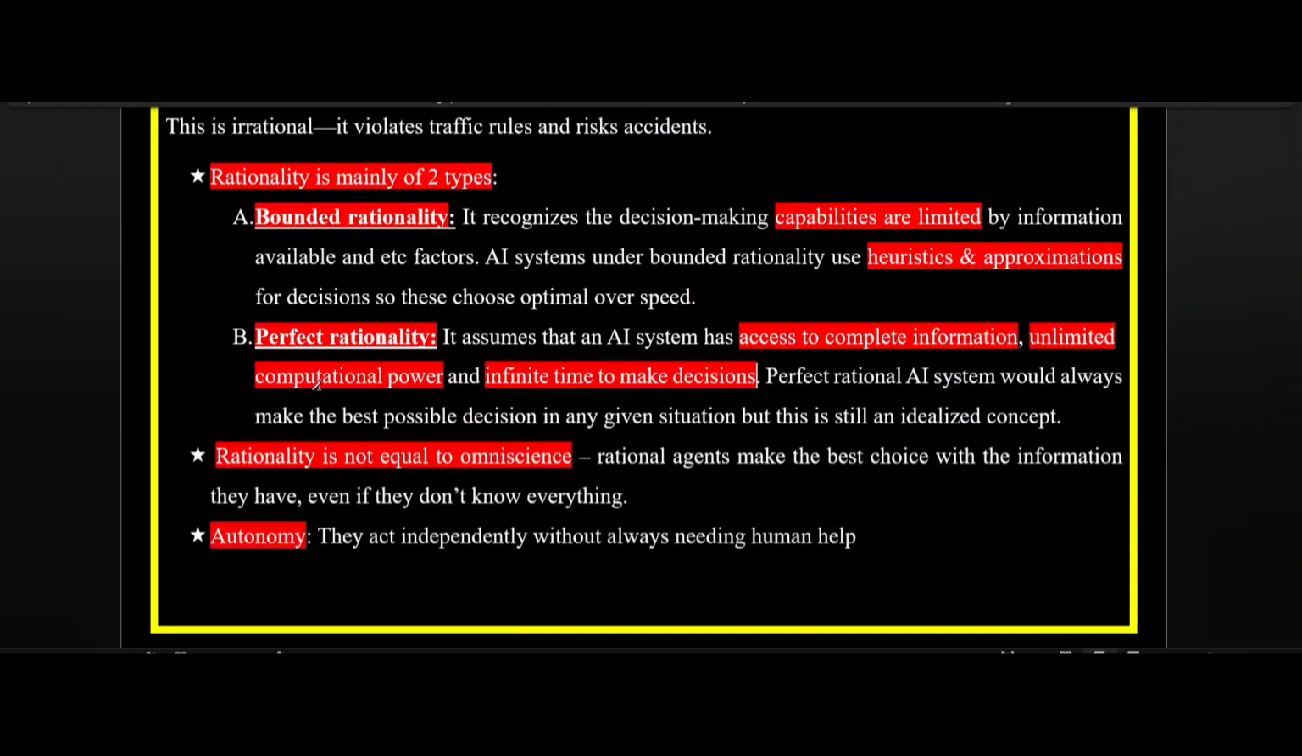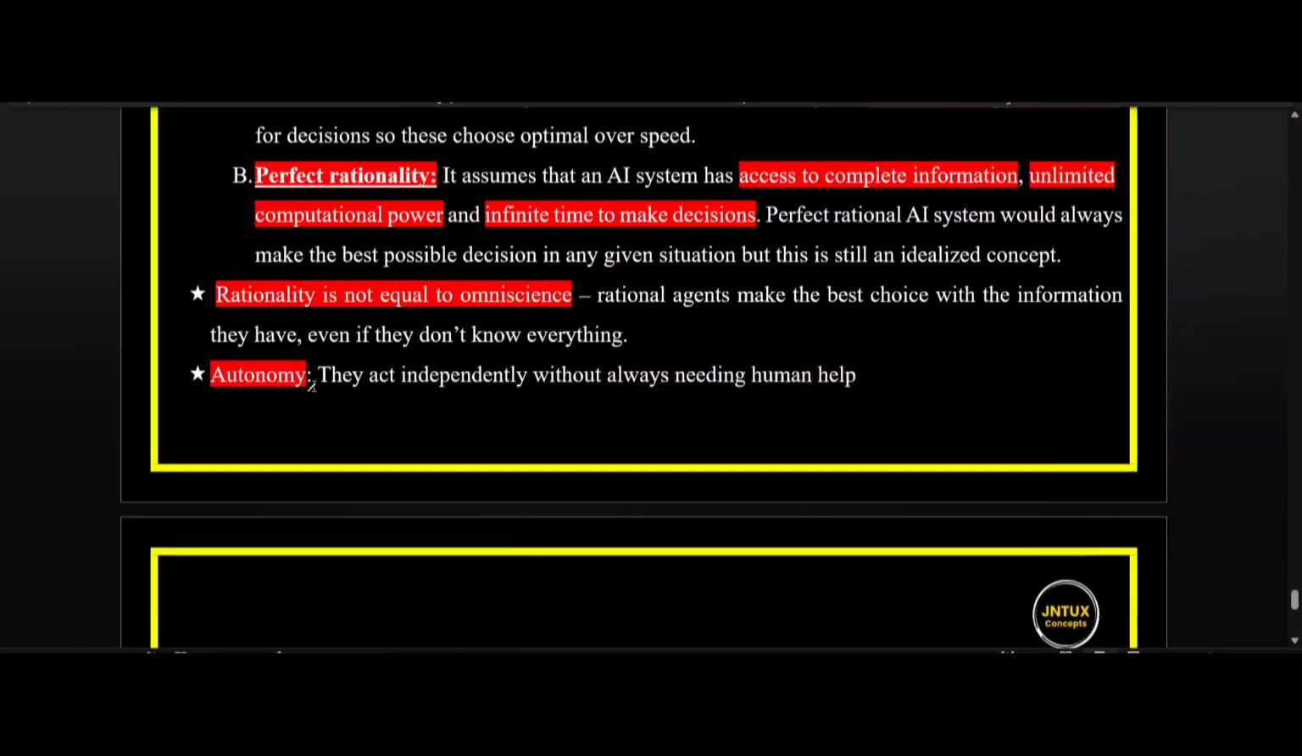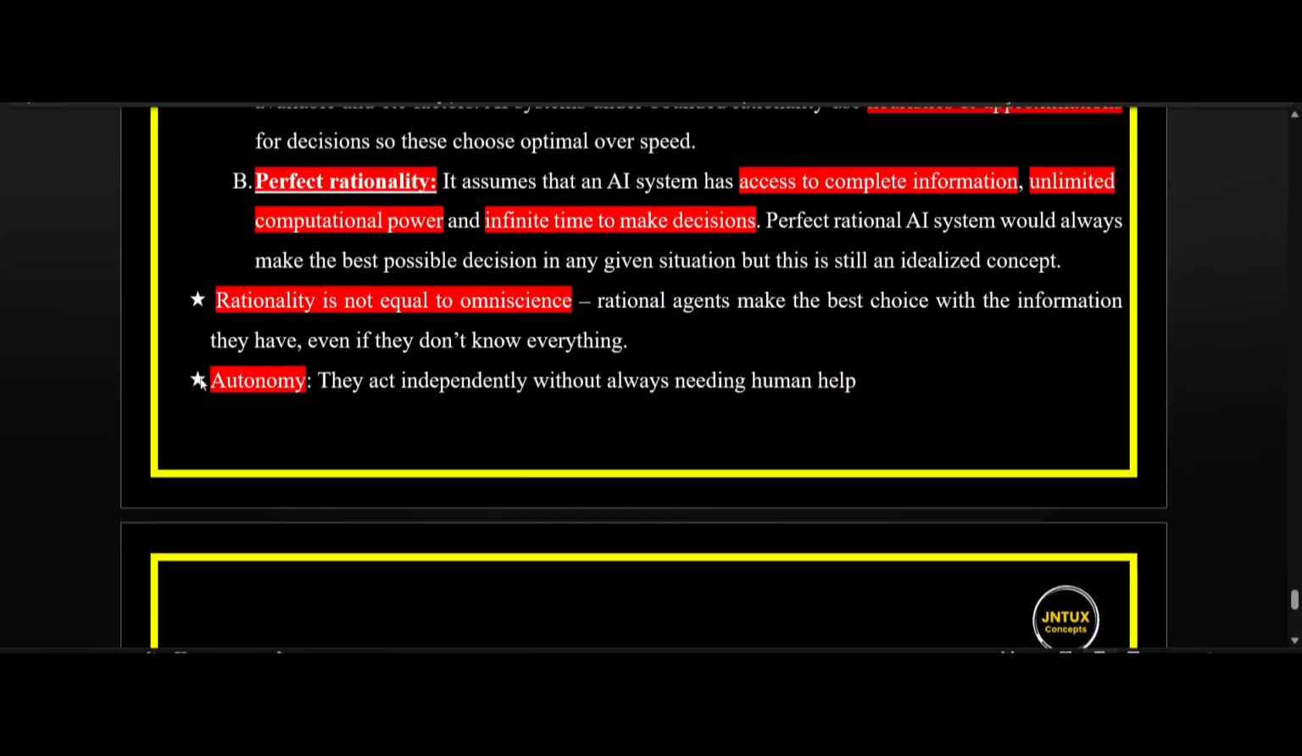There are some key points which are important to know, just for the exam's sake. Rationality is not equal to omniscience. Rational agents make the best choice with the information they have, even if they don't know everything. Omniscience in general means knowing everything and making the good decision, but rationality doesn't work that way. In rationality, rational agents make the best choice with the information they have. It is not necessary to know everything in the concept of rationality, but in the omniscience concept, it has to know everything.